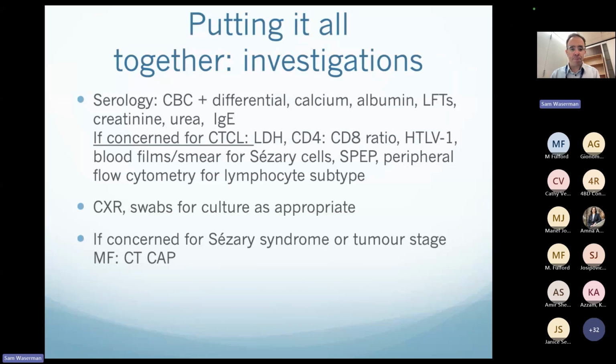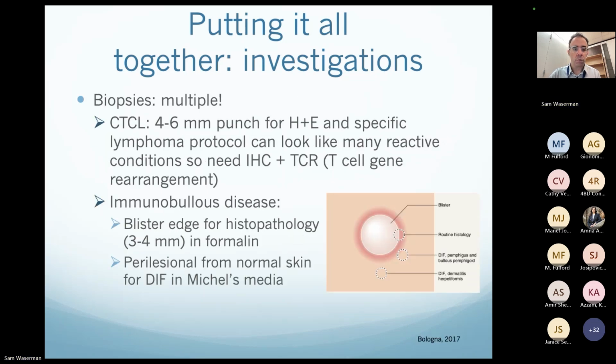Investigations, which you see here on your screen, a lot of which I've already covered. I added on as well, atopic dermatitis, IgE, and of course you would look for eosinophilia on the CBC. I'm often asked about biopsies and sort of where to perform them and such.